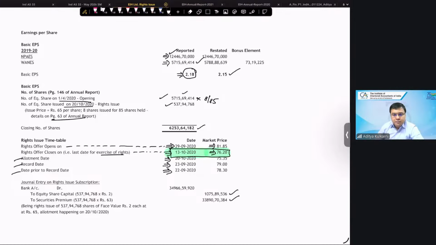Correct? 57 crores, 15 lakhs, 69,414. Is it right? So against 85 shares held, 8 shares are issued as rights. That means the total rights shares that you are issuing is 5 crore 37 lakh 94,768. So therefore, closing number of shares in the balance sheet as on 31st March 2021 should be 62.54 crores.